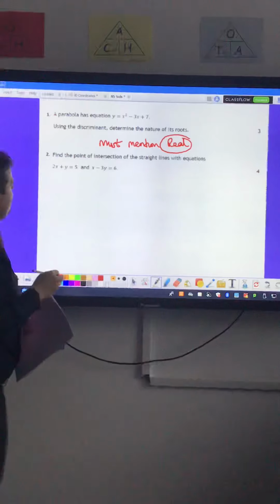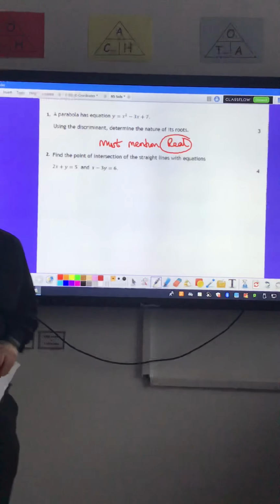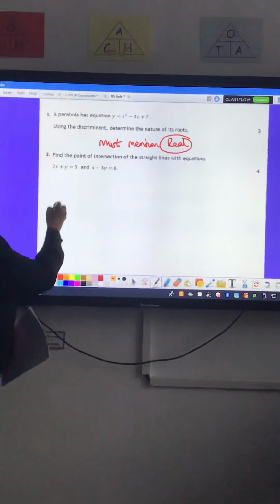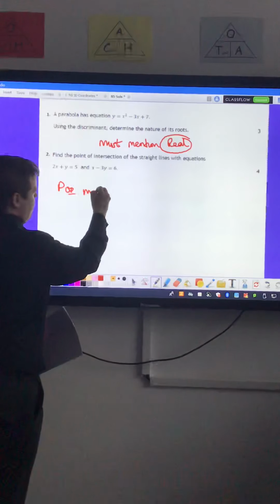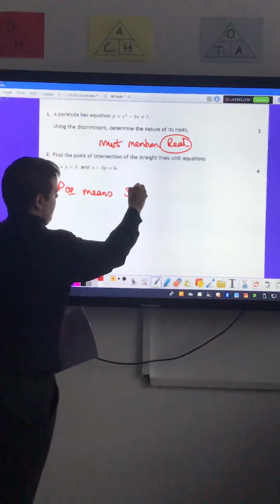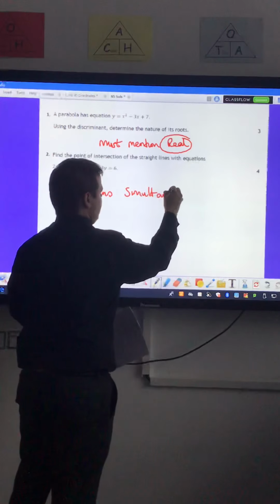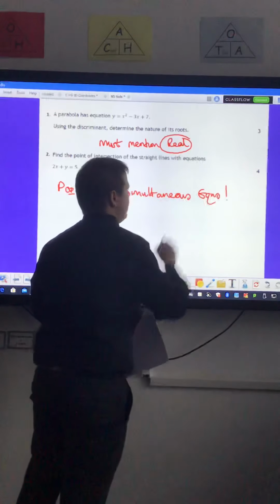Okay, that has got to be in there. Question 2, find the point of intersection of the straight lines with equations 2x plus y equals 5 and x minus 3y equals 6. If you're asked to find two variables, a wee thing I would get you to remember is point of intersection means simultaneous equations. Okay, it means simultaneous equations.